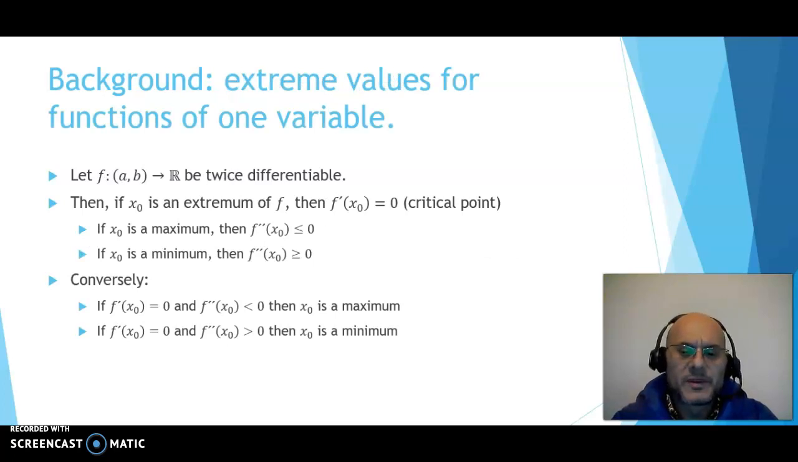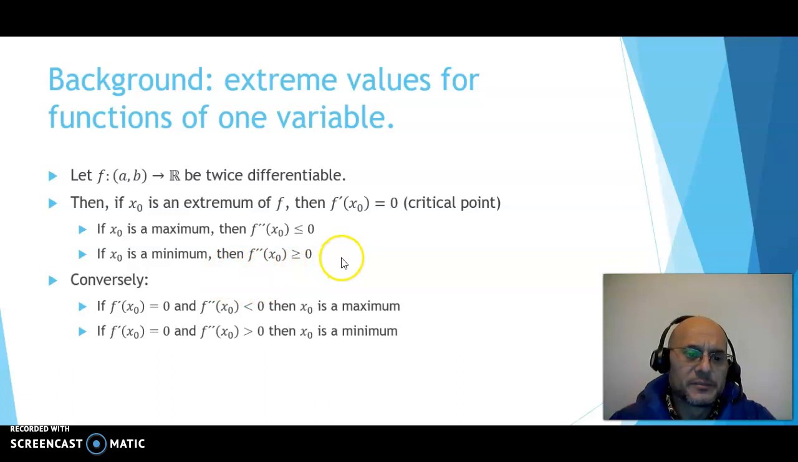Also, a reminder from your first calculus class. We begin with a function that is differentiable at least 2 times. If we have an extremum, it could be a maximum or a minimum. Then the first derivative is 0. In this case, we talk about a critical point when the first derivative is 0. If it's a maximum, then the second derivative is less or equal to 0. In a minimum, the second derivative is greater or equal to 0.